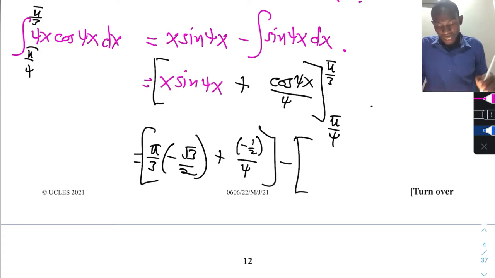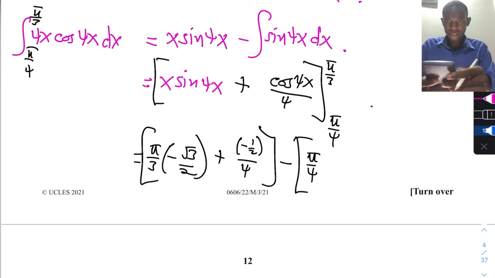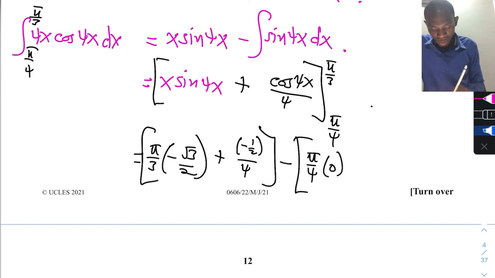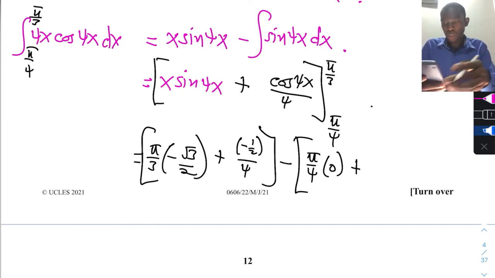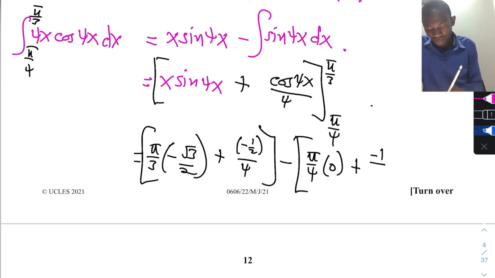Minus. Now I'm going to use pi on 4. So that should be pi on 4 sine 4 pi on 4. So that's sine pi. Now sine pi is what exactly? Is it 0? Yeah, 0. So you're going to have 0 here. Then you would have plus cos pi over 4. I think cos pi is 1, right? Cos pi is negative 1 actually. So negative 1 over 4.